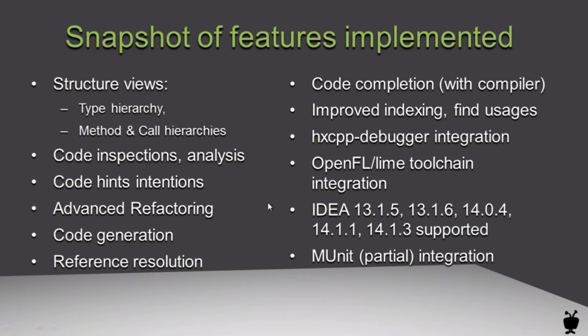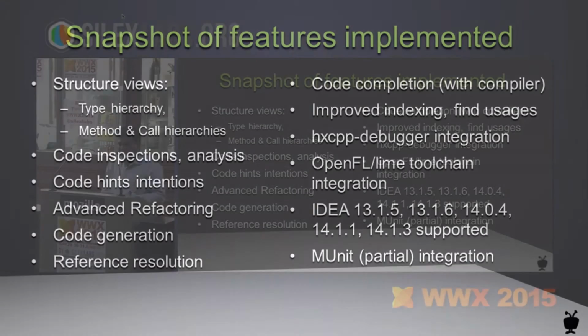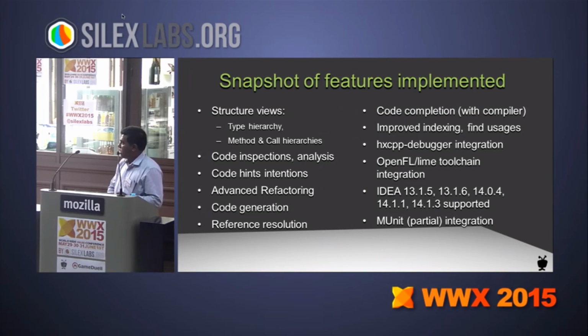Okay, so you saw the type hierarchy, method hierarchy, and code inspections analysis. What I mean by code inspections analysis is it suggests optimizations, like if your if statement is always going to be true, or something that needs to be optimized. It gives those kinds of suggestions, which were not working in the Haxe plugin. Now they are working, and it gives code hints on how you can optimize.